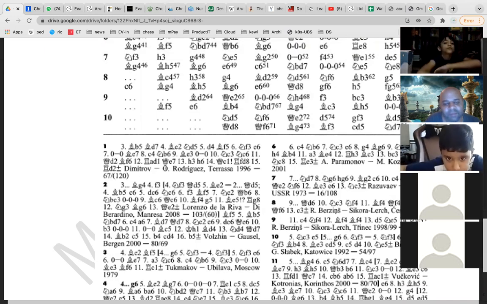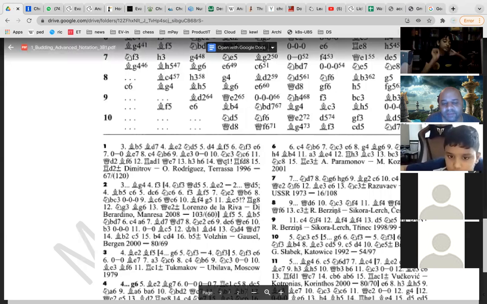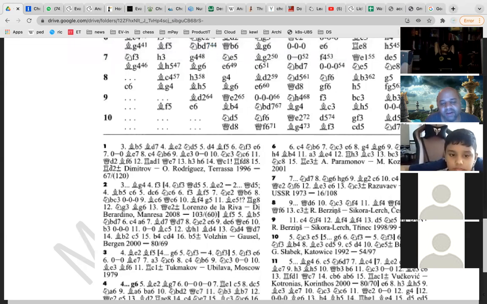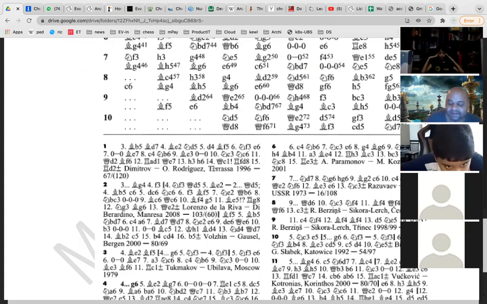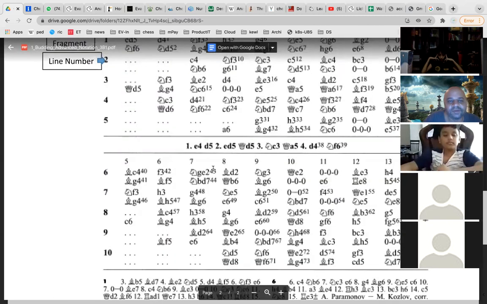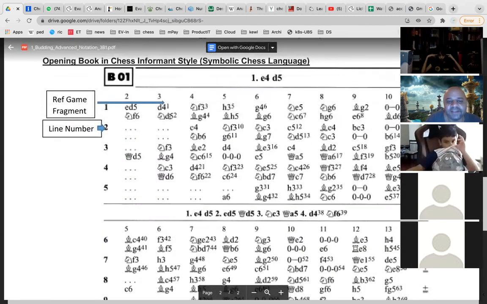So the entire game may not be given, but sometimes up to 10 moves, 15 moves, they will give it. Or if the game ends, they will give it. And then they will say between whom it happened: Dimitrov versus Rodriguez in the city Terrassa, 1996. This is how they are telling you. Okay. So the way to read it is this one.